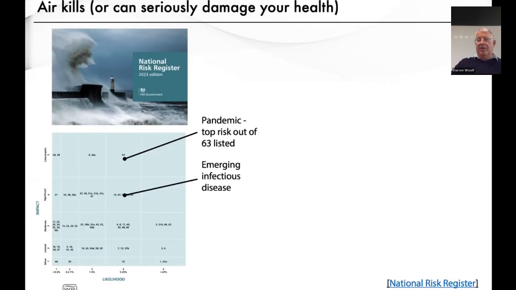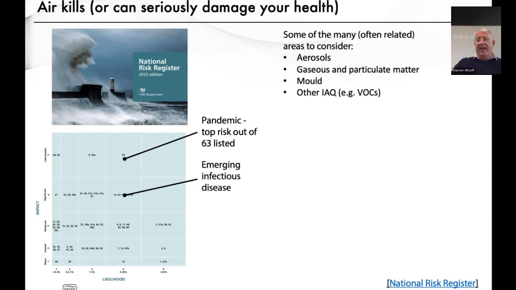So air kills or can seriously damage your health. Sounds like something off the back of a cigarette packet or something like that, but it's true. If you look at the National Risk Register, where it's plotting impact against likelihood, pandemic is the top risk out of 63 listed, and emerging infectious disease is not far behind that. And some of the many often related areas to consider are things like aerosols, gaseous and particulate matter, mold, other indoor air quality such as VOCs.